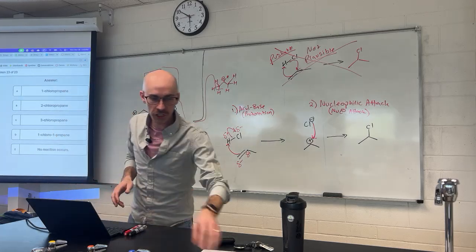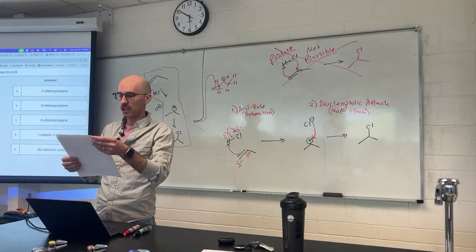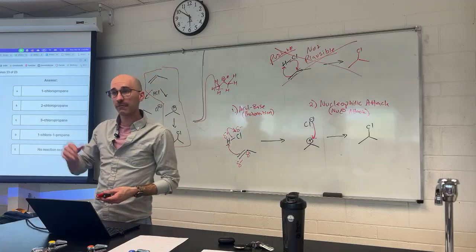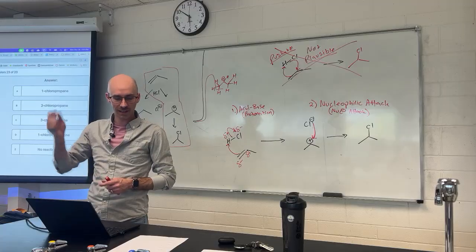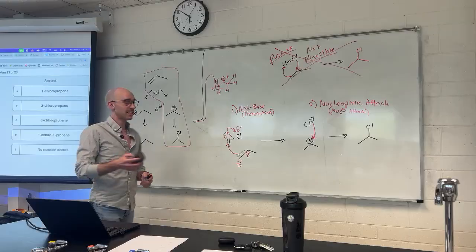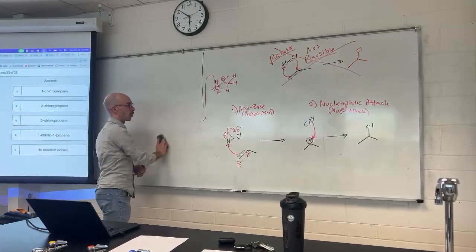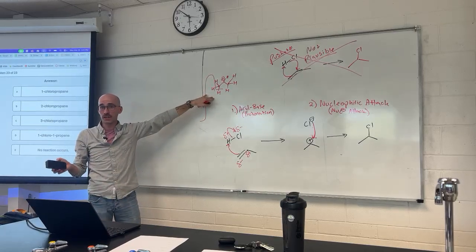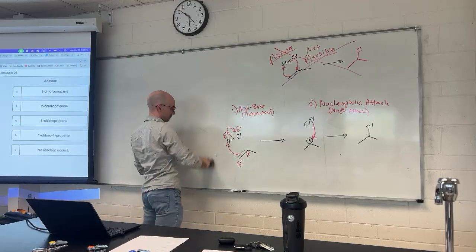Okay, on your worksheet, we went through one of these mechanisms on the third page. We went through the one on the right. And we saw that that followed step one, acid base, and step two, nucleophilic attack, but it did not follow step 1A, carbocation rearrangement, because the carbocation that formed was already the most stable. So it wasn't going to rearrange. I want us to do the second mechanism.